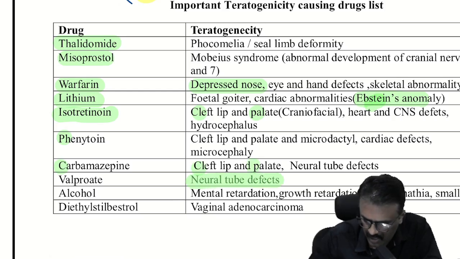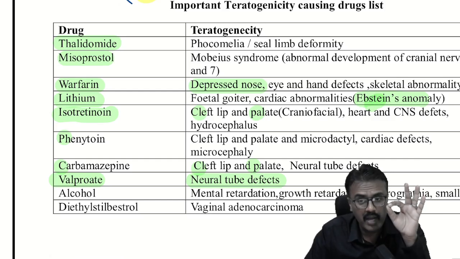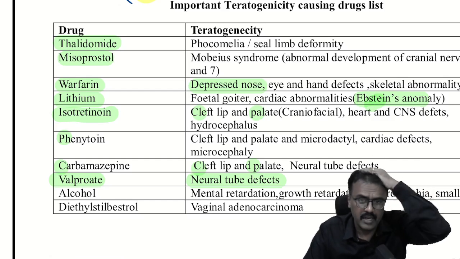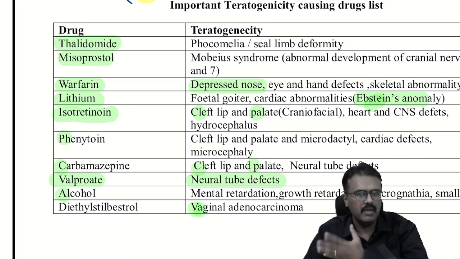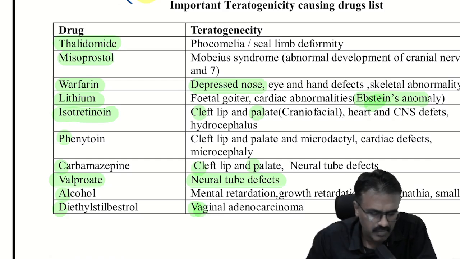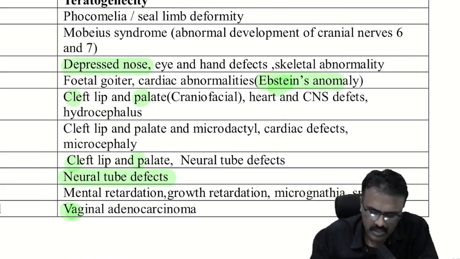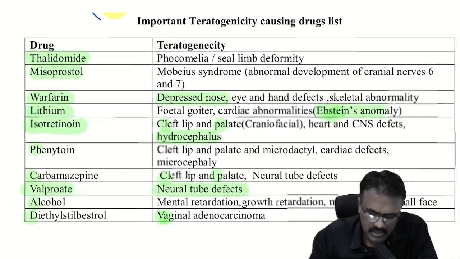Neural tube defect, mainly remember valproate. Suppose they give mental retardation, growth retardation, go for alcohol. And vaginal carcinoma, particularly in a female offspring, go for diethylstilbestrol. I think Pallavi, I have told you, isotretinoin will also cause the same problem, but it's not there in the options, so I cannot choose it. You can see isotretinoin causing cleft lip, palate, heart and CNS defects.